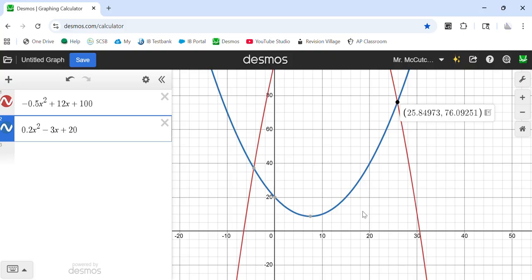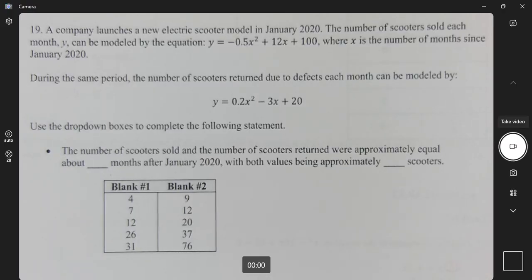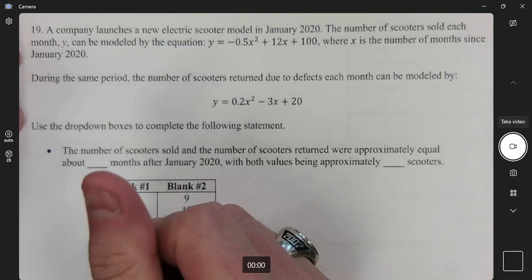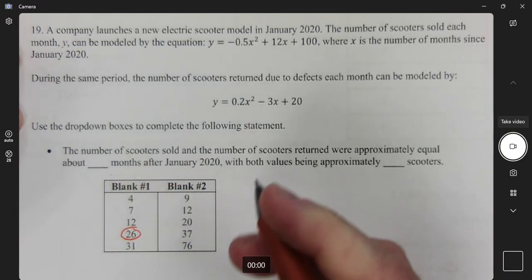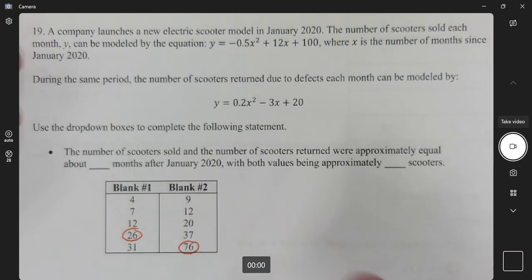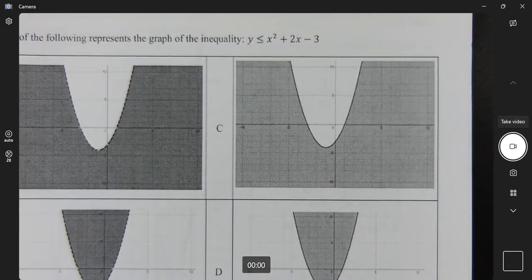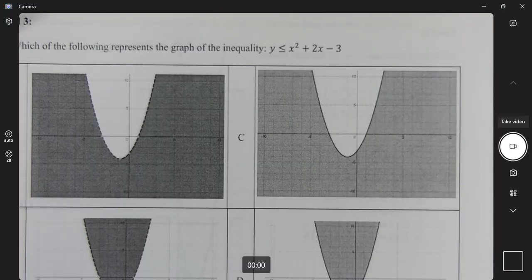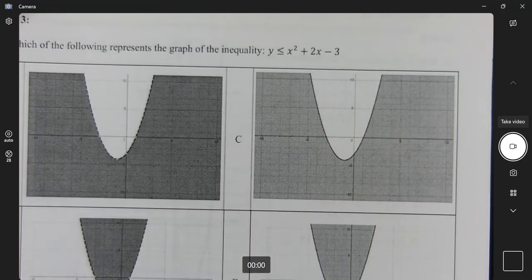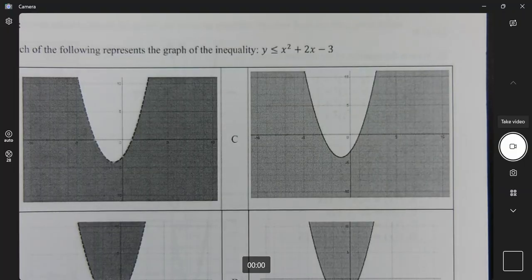Okay? So let's go back to our video. So we have about 26 months, about 76 scooters. There it is. Just Desmos. Pure Desmos.